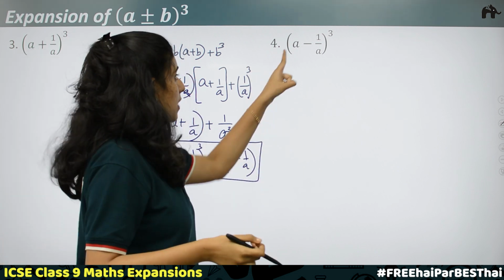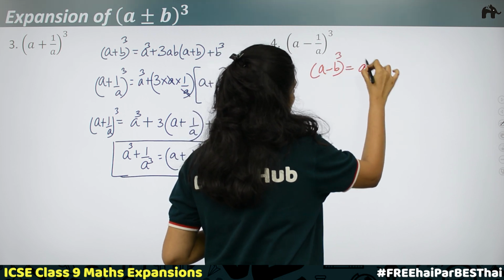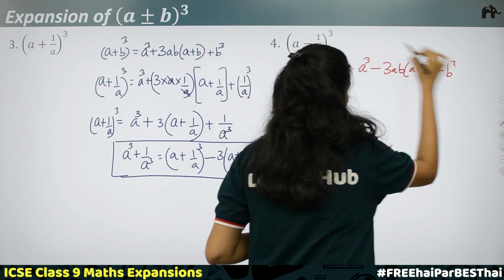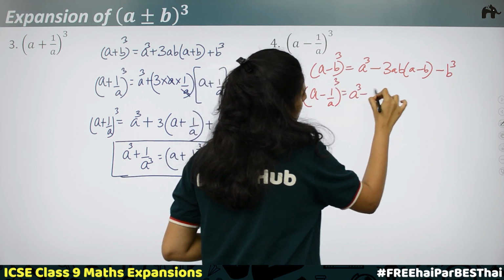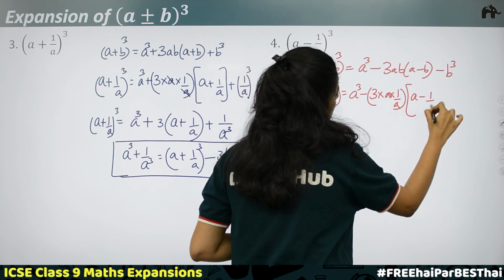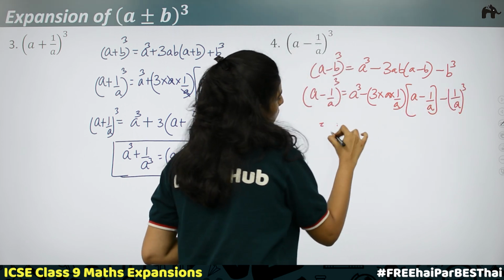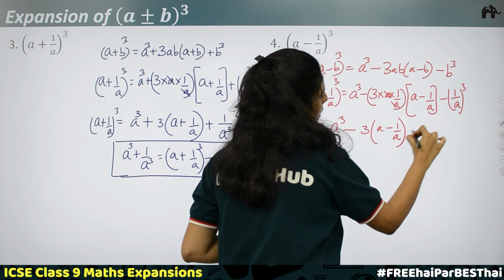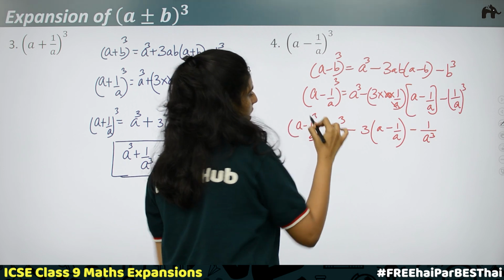So next let us take (a minus 1 by a) whole cube. So this is of the form (a minus b) whole cube, which is equal to a cube minus 3ab into (a minus b) minus b cube. Substituting, (a minus 1 by a) whole cube is equal to a cube minus 3 into a into 1 by a into (a minus 1 by a) minus (1 by a) whole cube, which is equal to a cube, cancelling a, minus 3 into (a minus 1 by a) minus 1 by a cube. So (a minus 1 by a) whole cube, we are getting this.